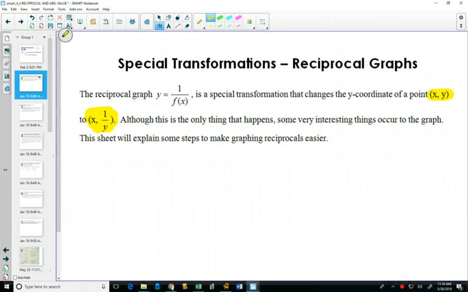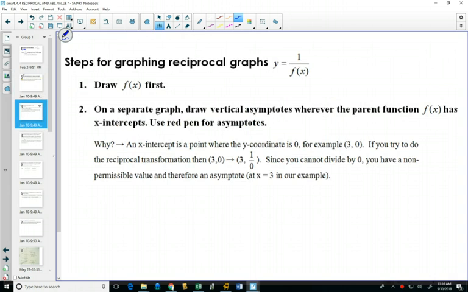If you think back to these graphs, all that happened was the y value got square rooted. Right? You just took your y value, kept x the same, and square rooted it. So it's similar to that. That only one thing happens. But despite that being the only thing that happens, there's some interesting things that we look at. And so I've highlighted them in this sheet.